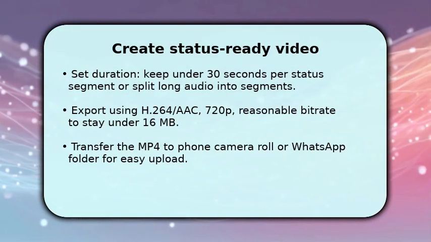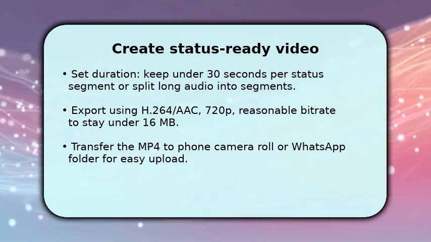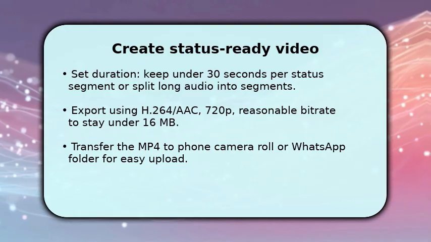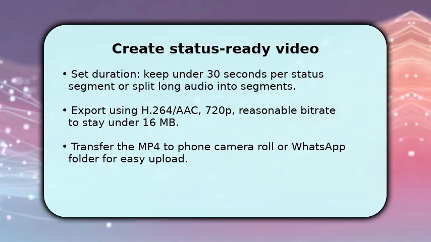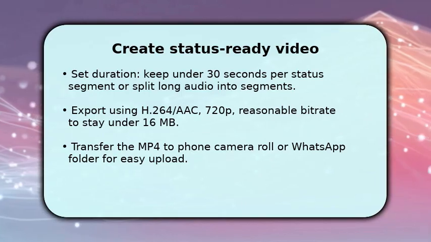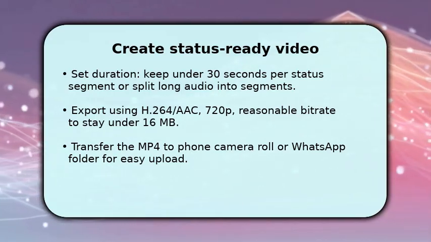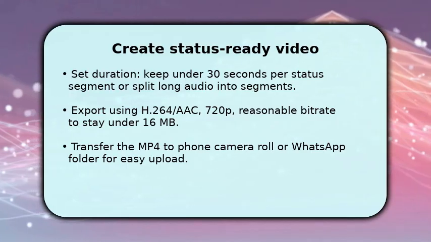Once conversion settings are set, split longer audio into 30-second chunks because WhatsApp status limits preview length. Use the converter's split tool or export sequential segments. Export each segment as MP4 with H.264/AAC at 720p and moderate bitrate so it uploads smoothly.